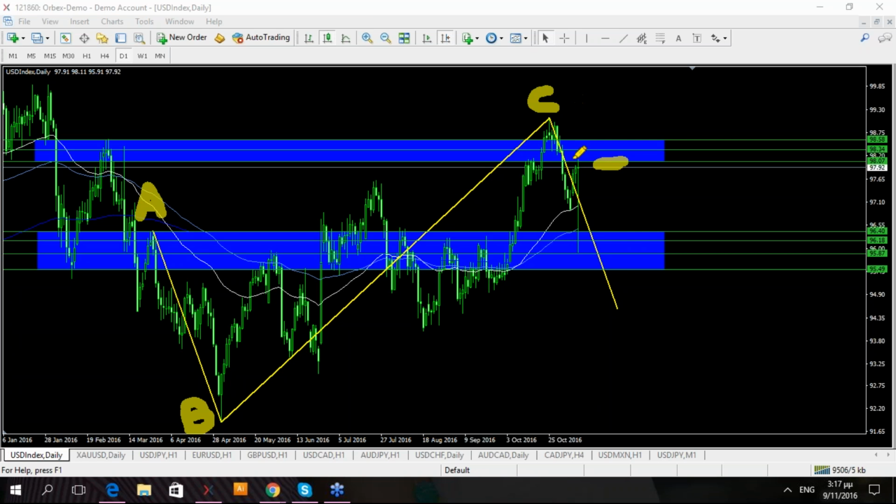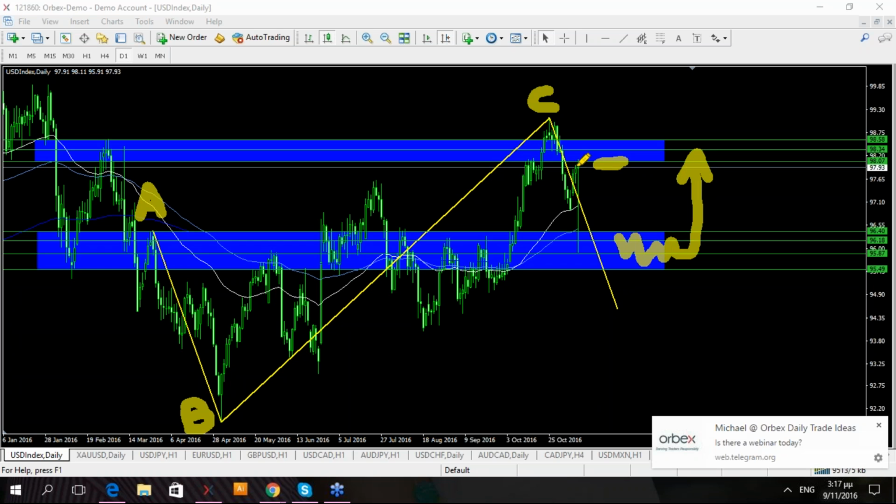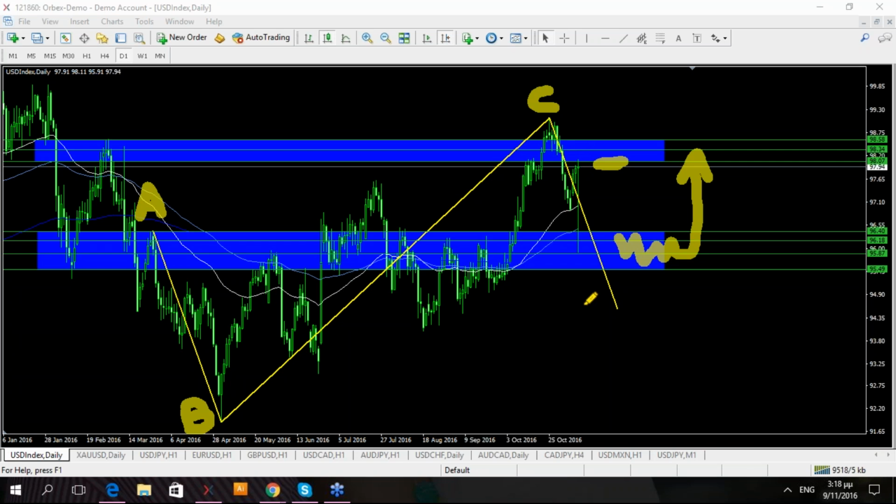Now I'm expecting it to correct anytime soon, because this is the zone where it would correct itself. If it does go up, it would bounce back towards the area where it came from, because that was a sort of breakout there, as you can see. That breakout caused it to go back to where it had broken out from and then come back here.